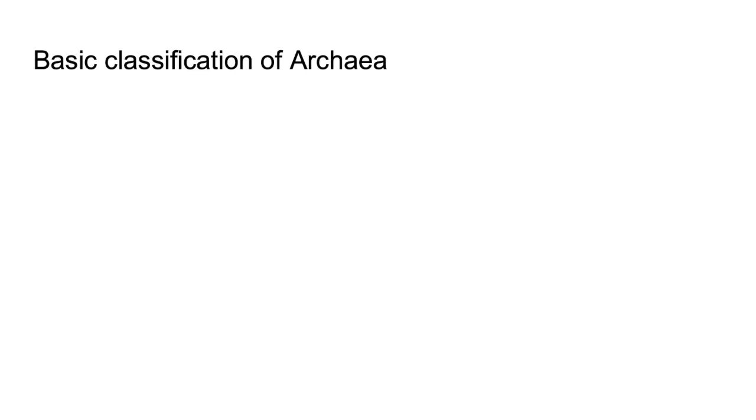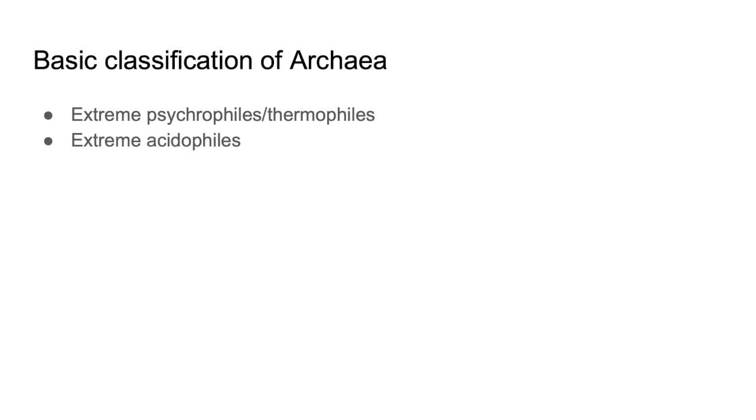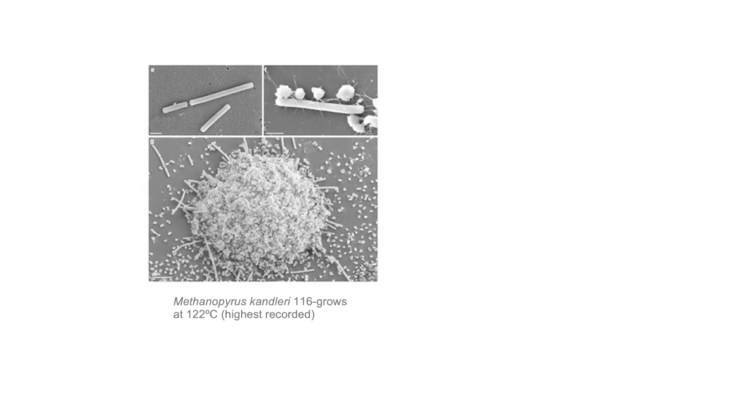Moving on, members of Archaea may be classified into different categories. Based on temperature, some may be identified as psychrophiles or thermophiles. Based on pH, some could be identified as acidophiles. Based on salt concentrations where they live, they could be identified as halophiles. Those that live under pressure are barophiles, while some would be identified as methanogens. Now let's look at some examples of members of Archaea that have been identified and photographed.